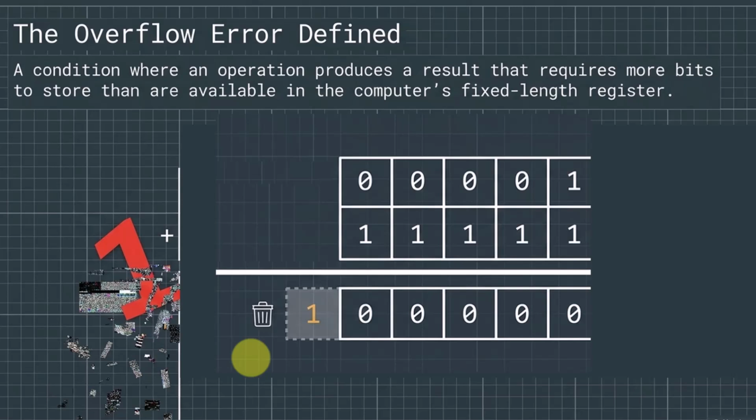See, the overflow error defined. A condition where an operation produces a result that requires more bits to store than are available in the computer's fixed length registers. For example, you are working in 8-bit registers, or 16-bit registers. If the computer produces a result that requires more bits, then what? Those bits will just be deleted. In the same example that we just worked on, this one will simply be deleted.